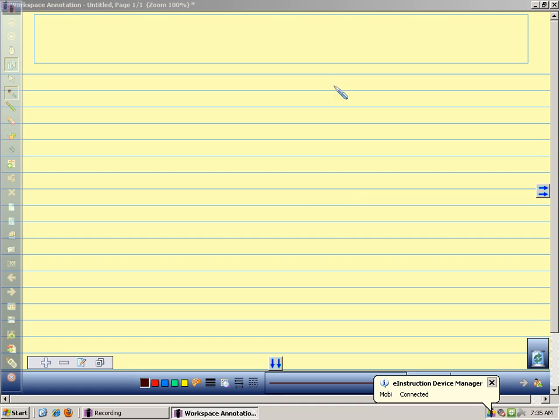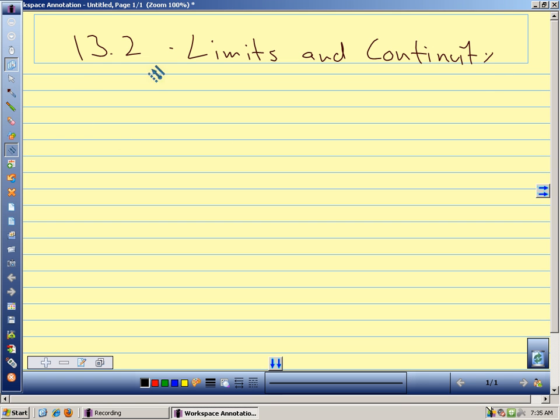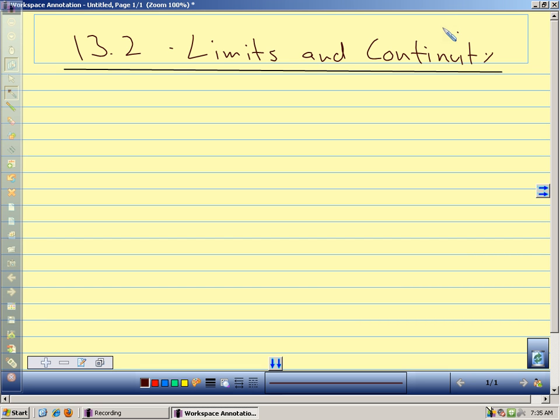So we're in section 13.2, and we're talking about multivariable functions, and we want to talk about the limits and continuity. So the ideas are pretty much the same as the ideas with limits and continuity that we've talked about with single variable functions, except we just have another variable. So that introduces a couple of interesting little twists when we talk about limits and continuity.